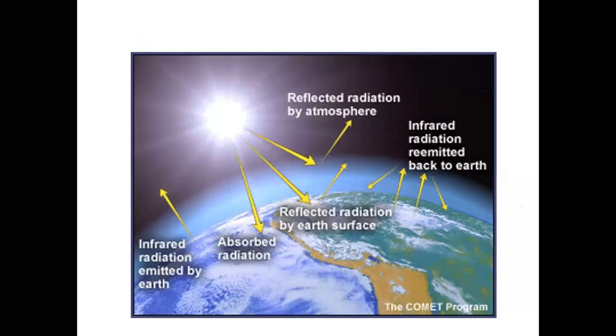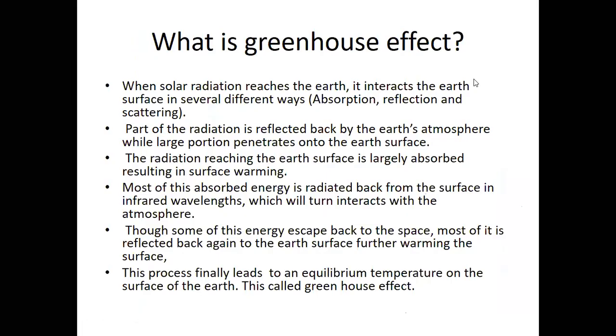Okay, so in this picture also you can see what happened in the greenhouse effect here. Absorbed radiation, reflected radiation by Earth's surface, infrared radiation re-emitted back to the Earth by the greenhouse gases. So in this slide, you can see the full story of the greenhouse gases. You can read it here.